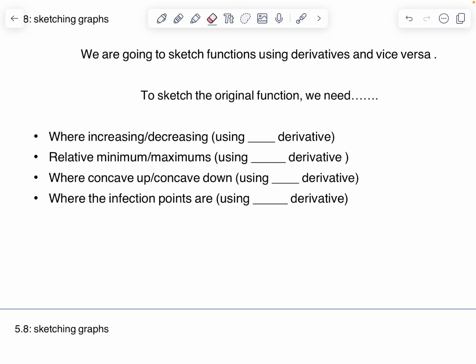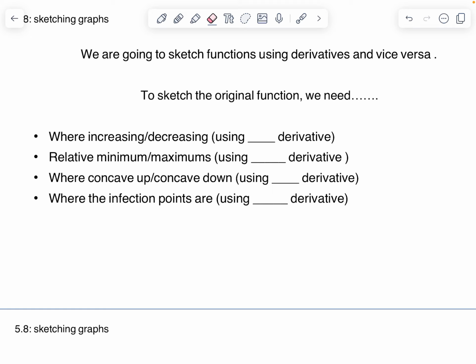And so far what we've been doing this unit is collecting data about one function using another function. But now we're going to collect so much of that data that we're going to actually be able to graph the other functions given the derivative or the original, etc.